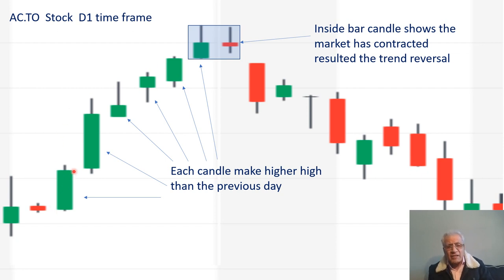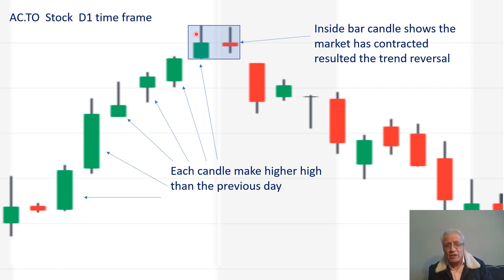Look at this one here. You have a very strong uptrend. Why? Because each candle makes a higher high than the previous day. This candle closes here. The next one closes way up. The next one closes way up, and way up, and closes way up. So that means that is a very strong uptrend.